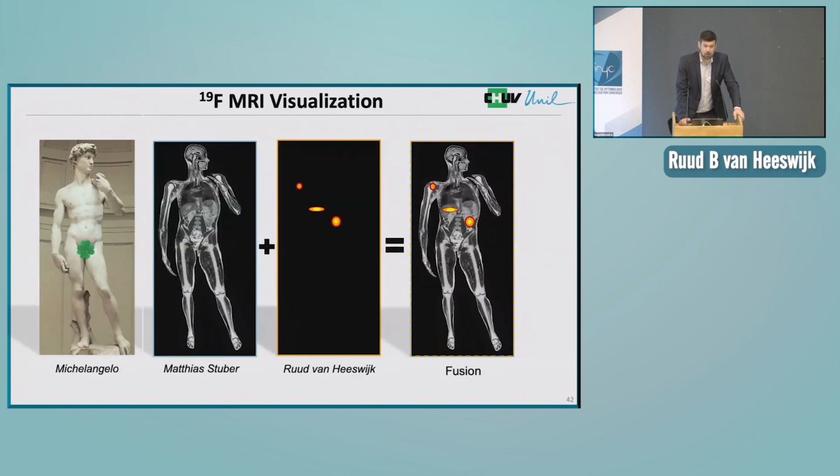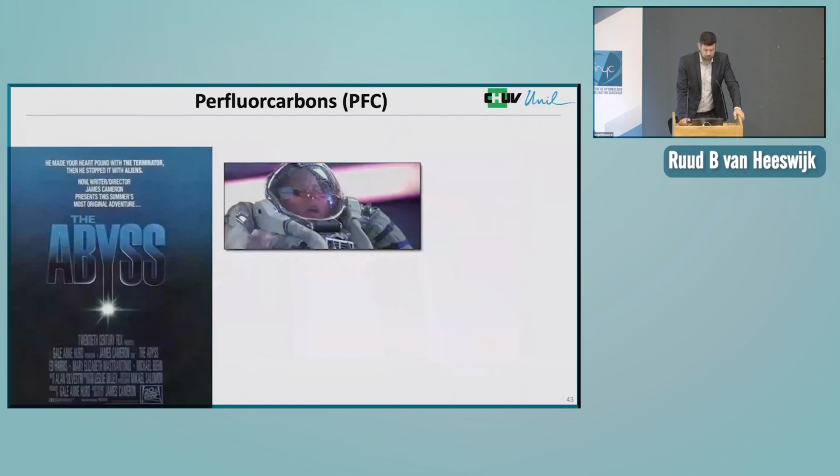Now, why do we want this? Why do we want to inject fluorine anyway? So this brings us back to James Cameron in the 1980s. I don't know if you ever saw this movie, The Abyss. They go deep sea diving, and then they say the pressure is so high that you can't breathe air anymore. You need to breathe liquids. And these liquids are basically perfluorocarbons.